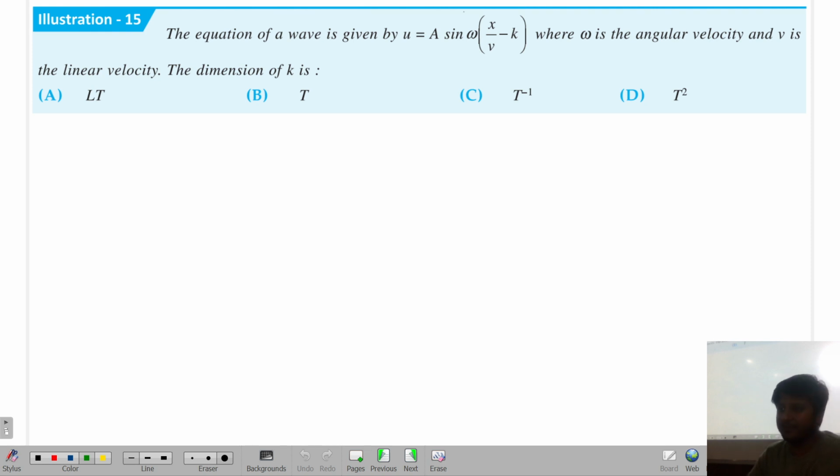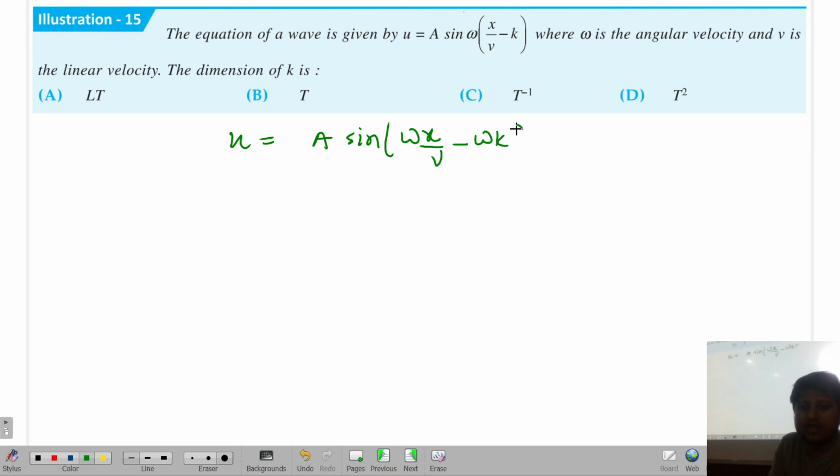The equation of a wave is given by y is equal to a sine omega x by v minus k, where omega is the angular velocity and v is the linear velocity. What is the dimension of k? Sir, what to do in this kind of problems? I can write y as a sine omega x by v minus omega k, or not? Tell me yes or no.